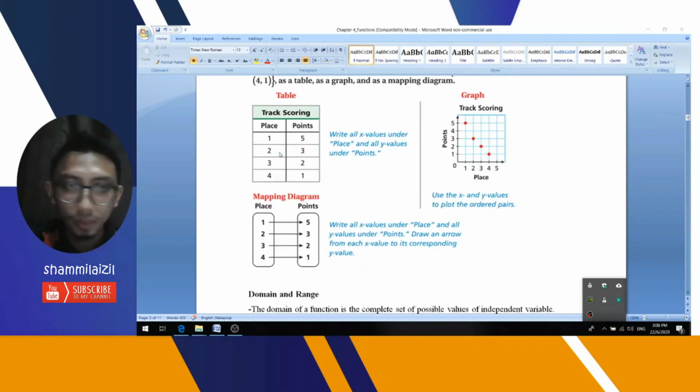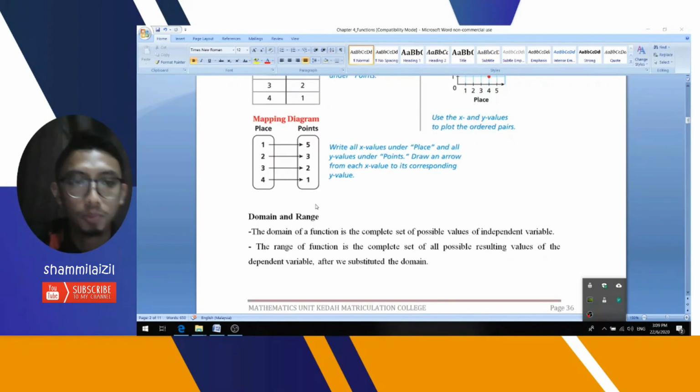And then actually once you have the table, easily you can convert to mapping diagram. Take a look at the values here: 1, 2, 3, 4, and then 5, 3, 2, 1 for the y values. Alright, so simply make a shape like this, both parts here, and then simply draw a line. Make sure you put an arrow here, okay, showing that this one maps to 5. Okay, that's it. This is how you represent a relation in the form of mapping diagram.